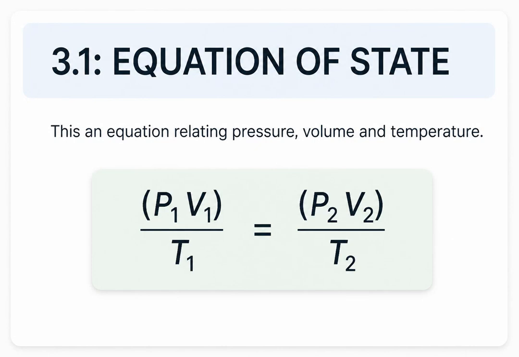In reality, pressure, volume, and temperature often change simultaneously. By combining Boyle's, Charles', and the pressure laws, we get the equation of state. This combined gas law states that P1V1 over T1 equals P2V2 over T2.